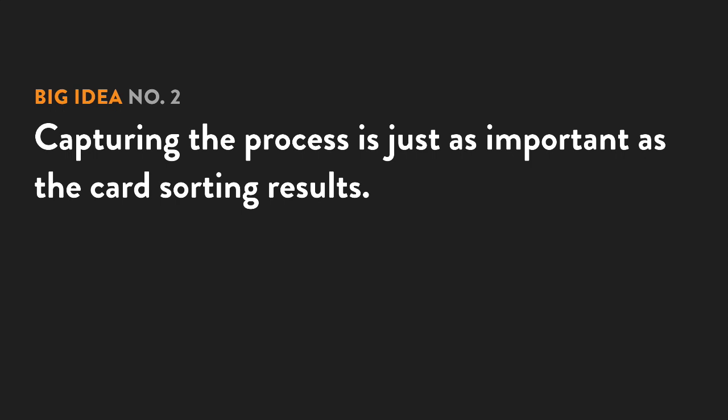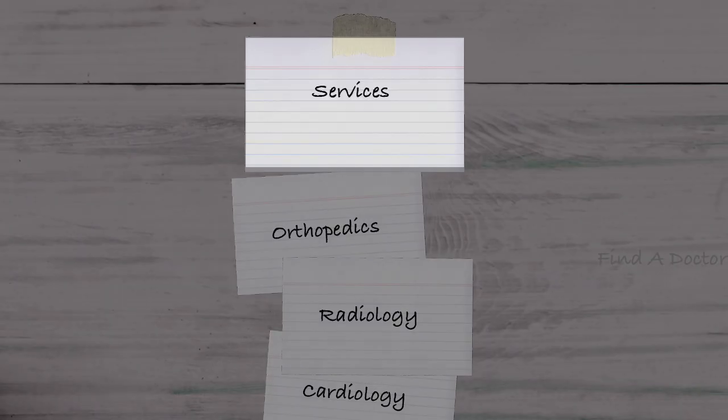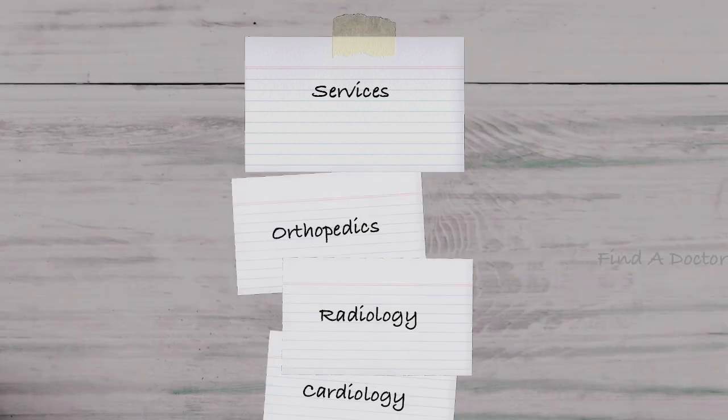Capturing the process is just as important as the card sort results. Here, the moderator uncovers something that could only have come up in conversation. Were any of the group names difficult to create? Yeah, this one here, which I ended up calling services. Why was that difficult? It was difficult because the original pile was really easy to make.